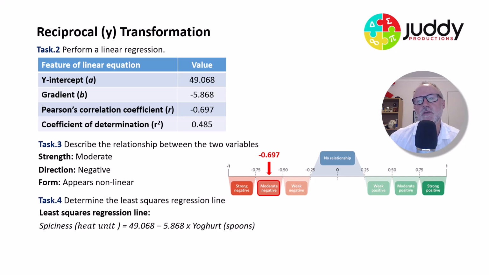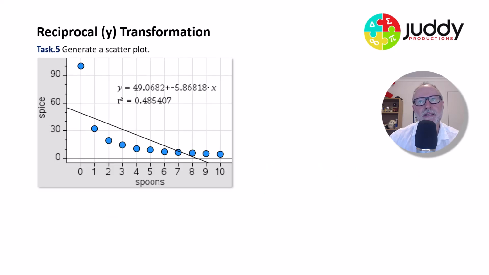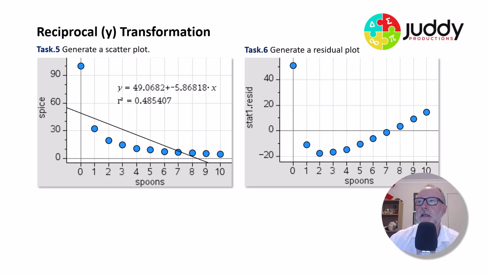Task number 4 was to determine the least squares regression line. So from the linear regression, we found the equation to be spiciness in heat units is equal to 49.068 take away 5.868 times the yogurt in spoonfuls. Let's look at these visually. Task number 5, let's generate a scatter plot. You can see here that our curve starts at the top left and falls down to the bottom right. Task number 6 was to generate a residual plot, and this has a nice big curve in it.